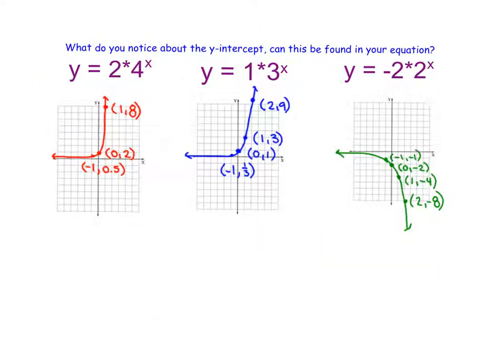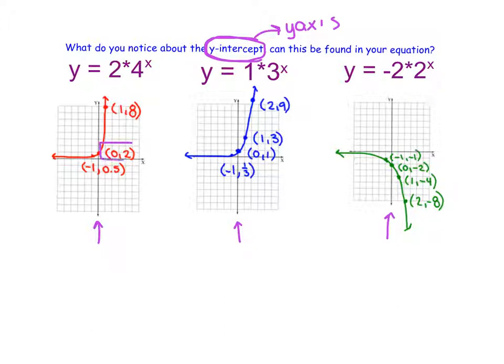So in this slide, I have three exponential functions graphed. We have y equals 2 times 4 to the power of x. I have y equals 1 times 3 to the power of x. And y equals negative 2 times 2 to the power of x. What I want you to take a very close look at is the y-intercept point for each of these graphs. Remember, our y-intercept point is where we cross the y-axis. And here's our y-axis for each one.